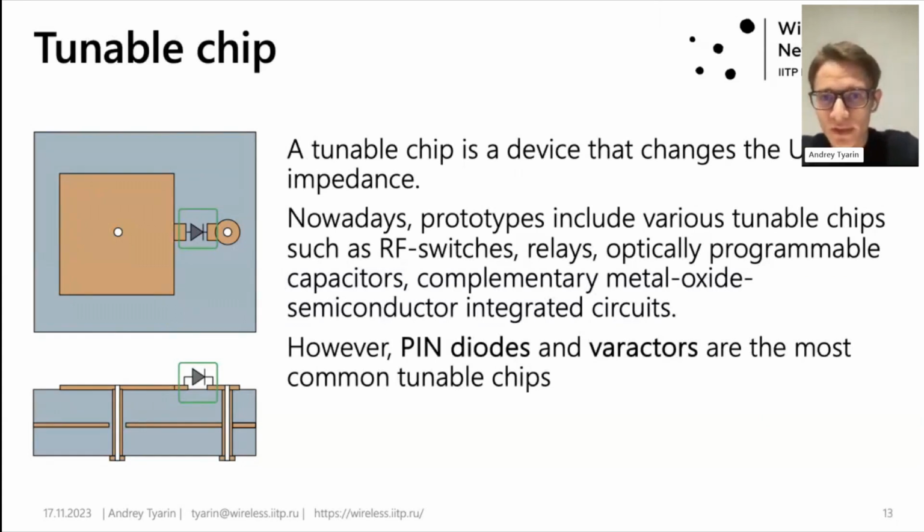A tunable chip is a device that changes the UC impedance, as I mentioned earlier. Nowadays, prototypes include various tunable chips such as RF switches, relays, optically programmable capacitors, complementary metal oxide semiconductor integrated circuits. However, pin diodes and varactors are the most common tunable chips, and we cover them at length.